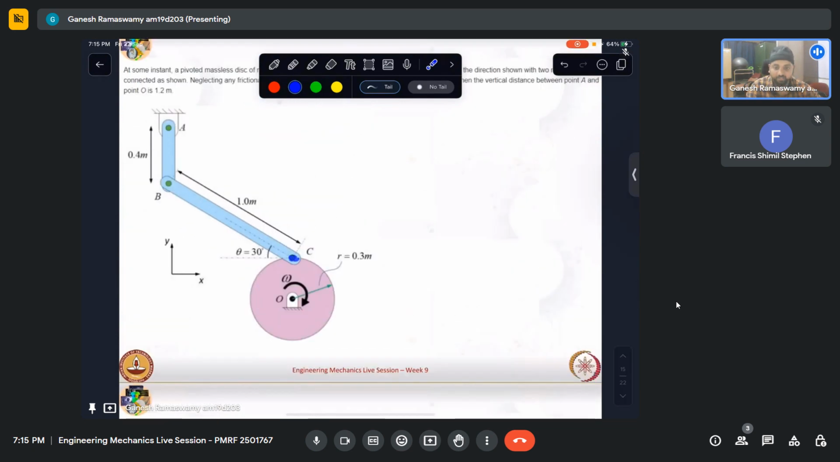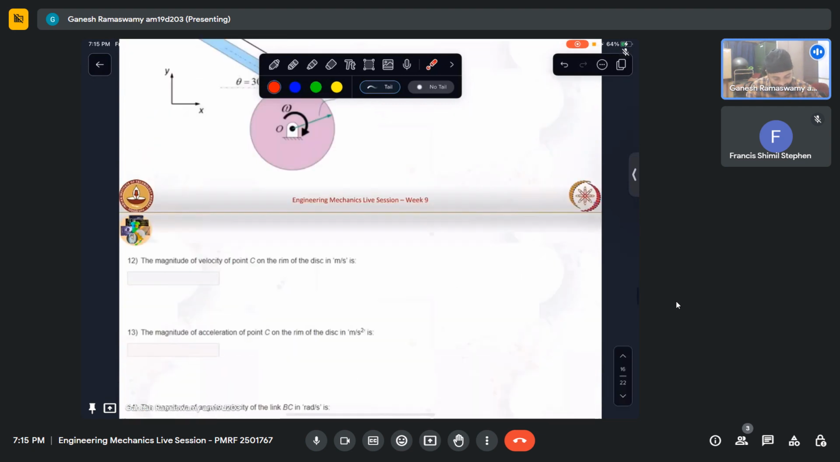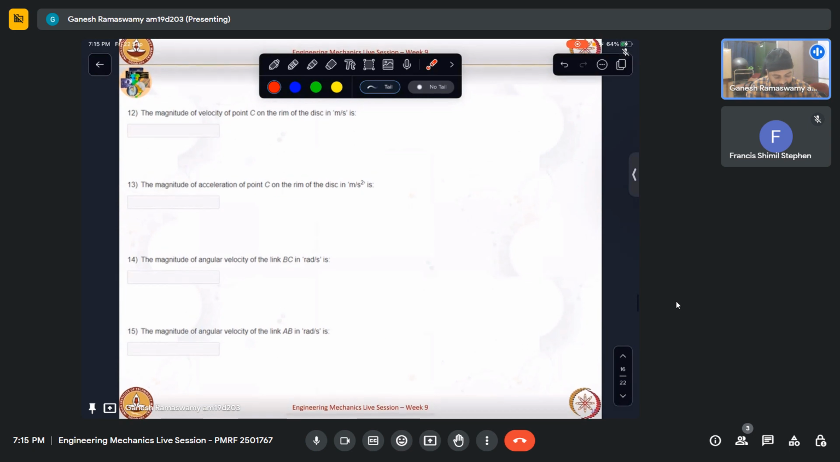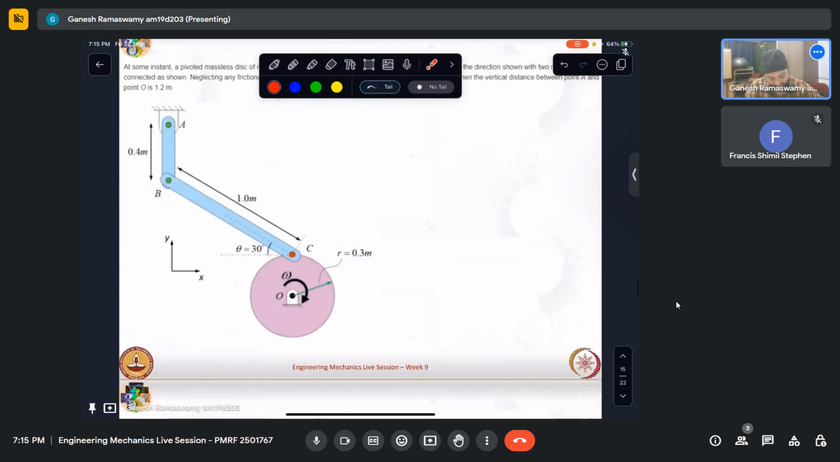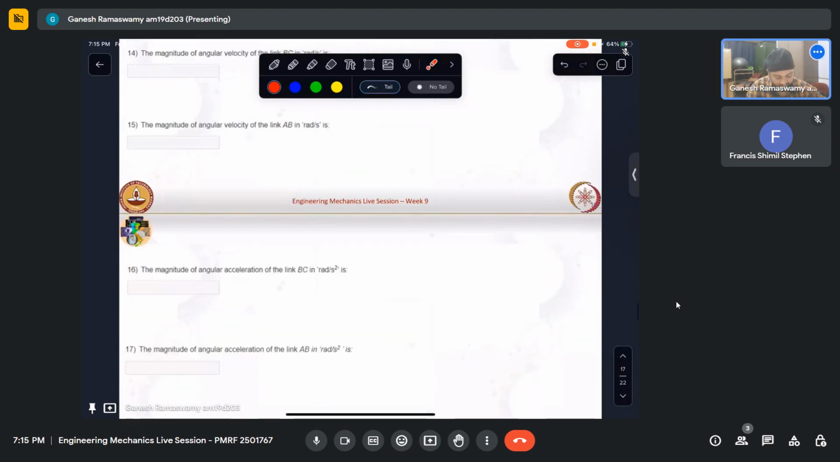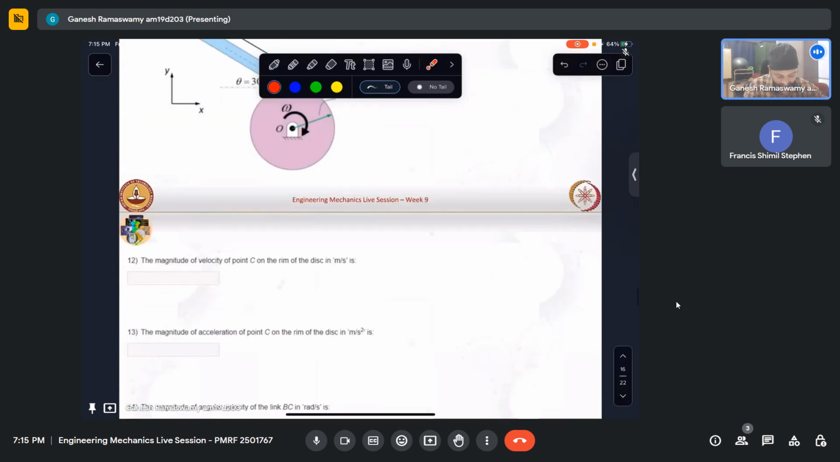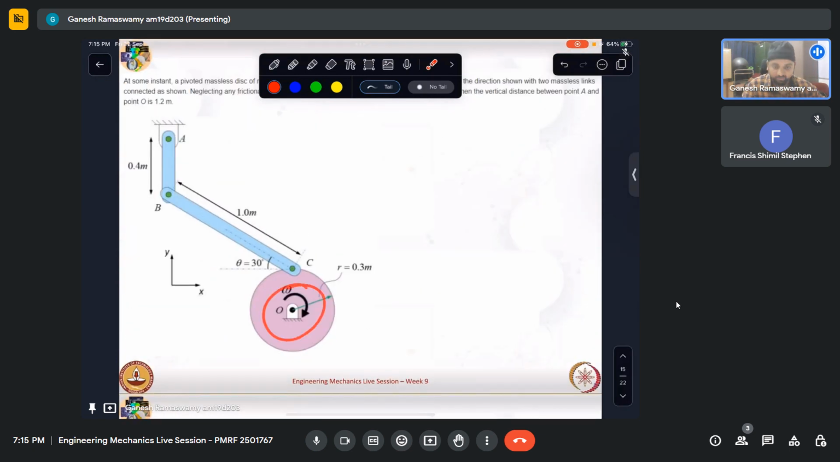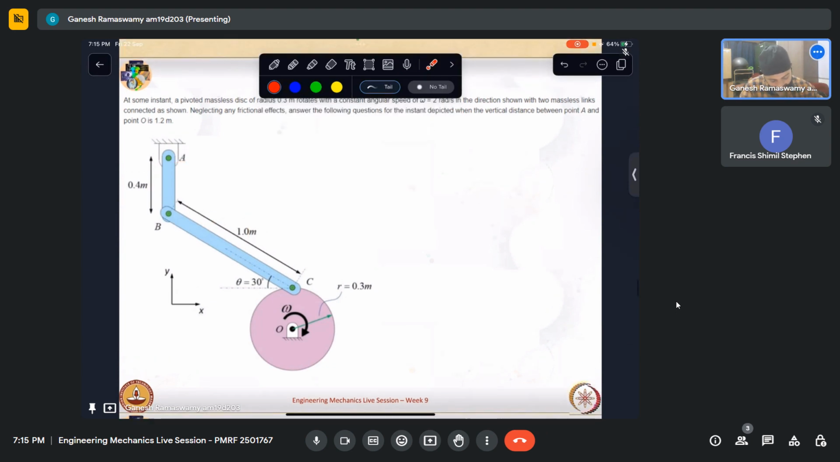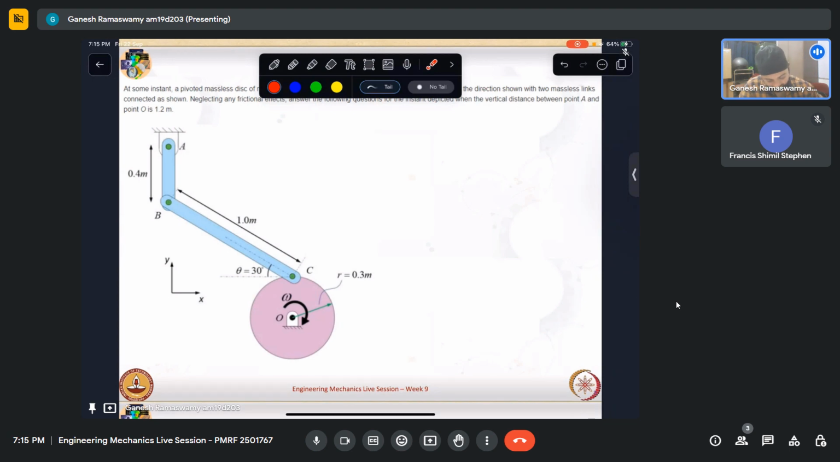So we need to find out the magnitude of acceleration of this point. Then the angular velocity omega of the link BC. Then angular acceleration of link BC. All quantities we have to find. We have been given omega for this disk, and alpha we have been given as 0. For this link we need to find alpha and omega. Okay, so let us start with that.